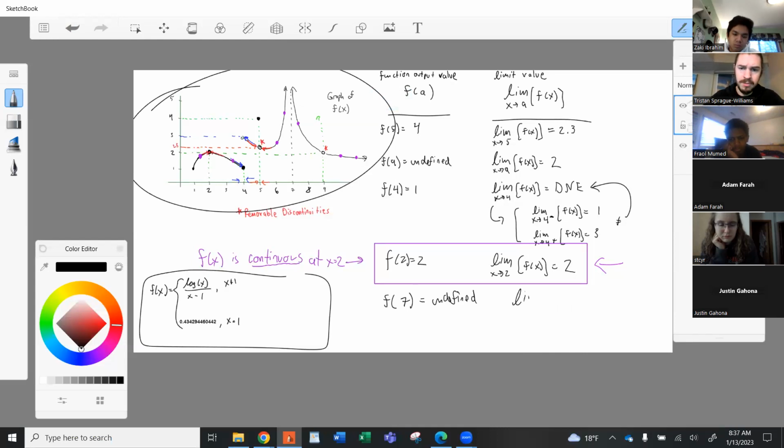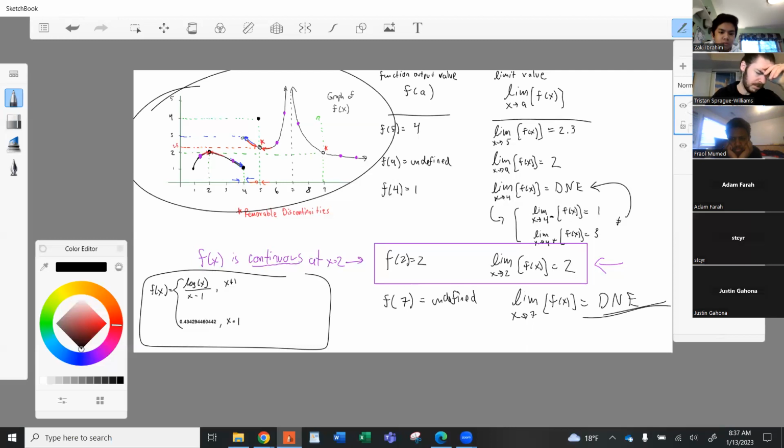And then when it comes to the limit at a point like that, so now I have x approaching 7 here, we can say DNE for does not exist. But technically this is correct. It is technically correct to say it does not exist. However, it would also be reasonable to say infinity in this case.